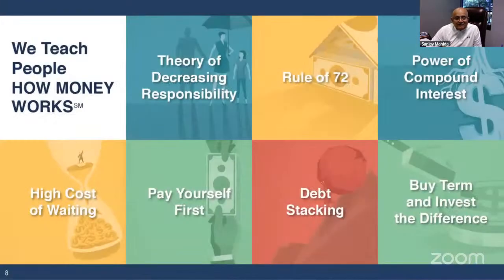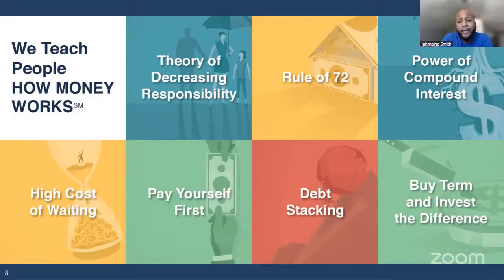Instead of showing people the theory of decreasing responsibility, the rule of 72, the power of compounding interest, buy term invest the difference, instead of showing all those examples, it gets boring. Most people don't get it. Let's be honest. Am I right, Jermaine? Yeah, they look at it and their mind drifts. So you give me more time, and I will make you an expert.